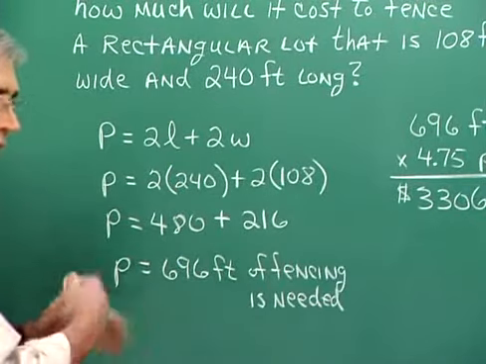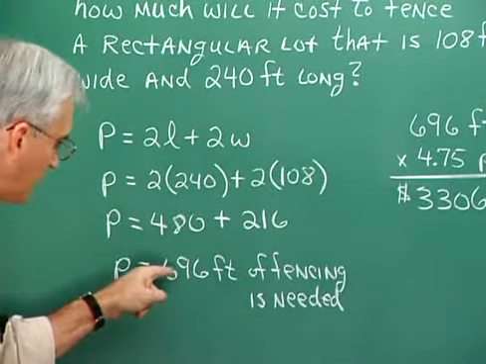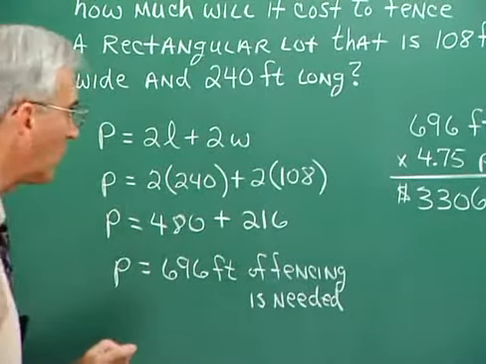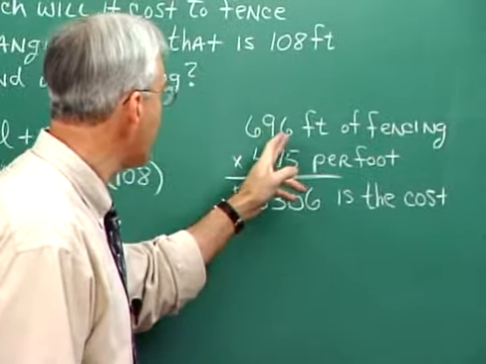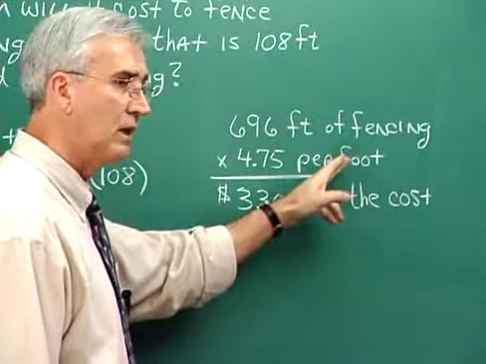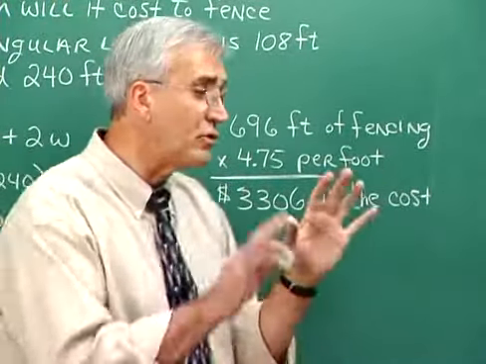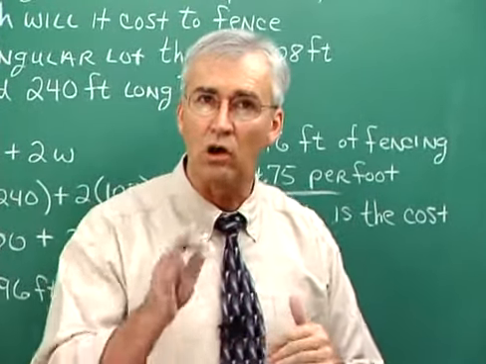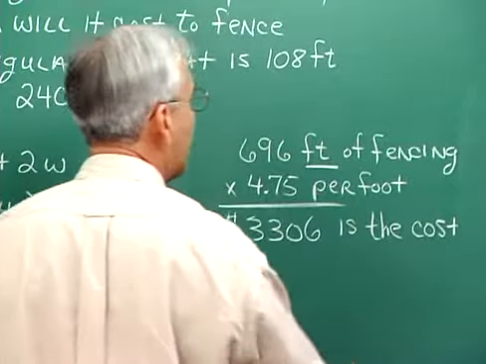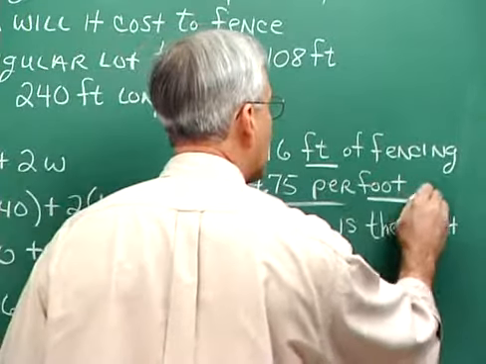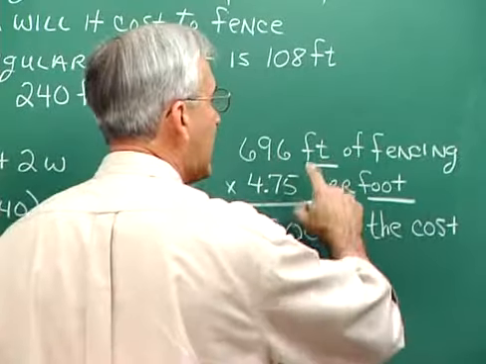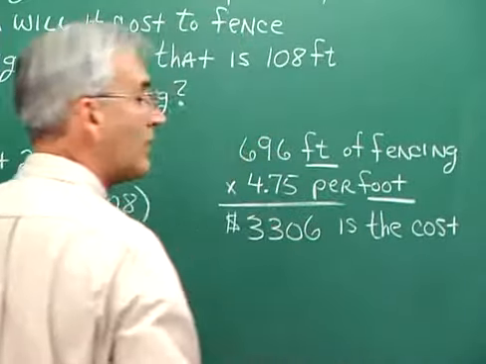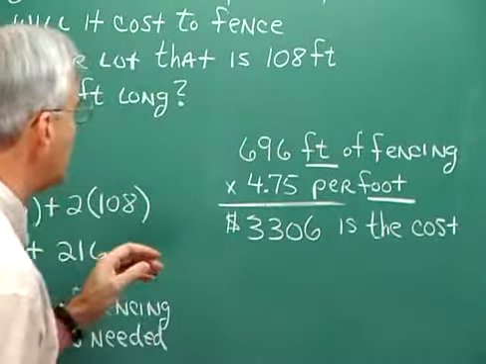Now we turn our attention to the cost idea. For every one of these 696 feet, we're spending $4.75. So to figure out the total cost, we take the total amount of fencing and we multiply by the cost per foot. Now, in some problems, you might bump into a situation where you don't have an agreement in the units involved. Notice that we have so many feet of fencing, and the cost is in cost per foot. If the fencing turned out to be in yards, for example, we would need to change it into feet in order to have that kind of agreement. So that's kind of an important consideration in some problems.